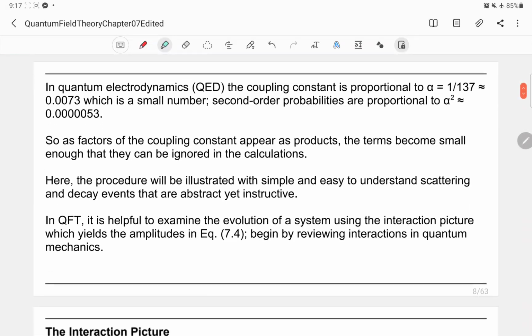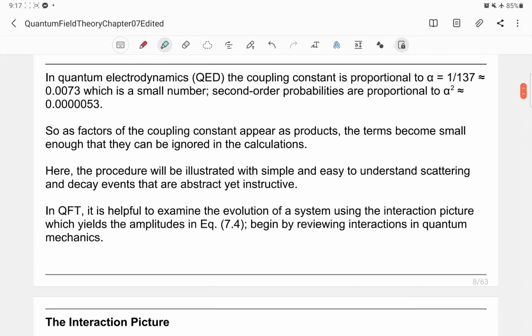For example, in quantum electrodynamics, or QED, the coupling constant is 0.0073, which is a very small number. So if you go higher, it will be close to zero. You can consider the second order, but the third order would be very small. As factors of the coupling constant appear as products, the terms become small enough that they can be ignored in the calculations, the higher orders.